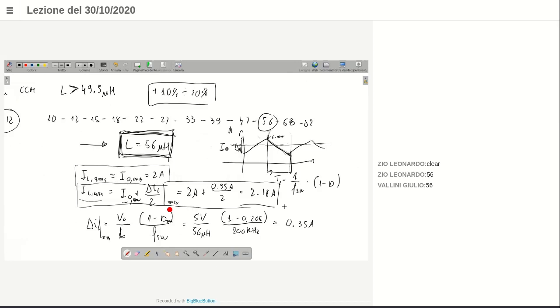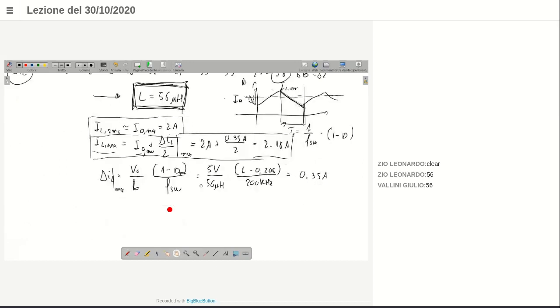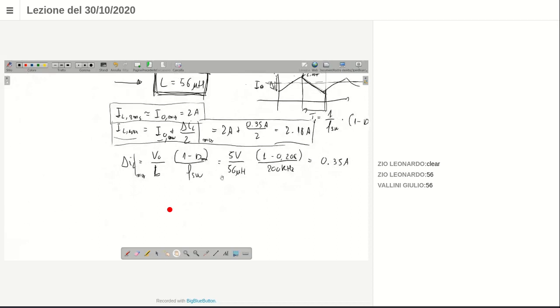Okay, is that clear how to choose the inductor? Now let's move to the diode. How to choose the diode?